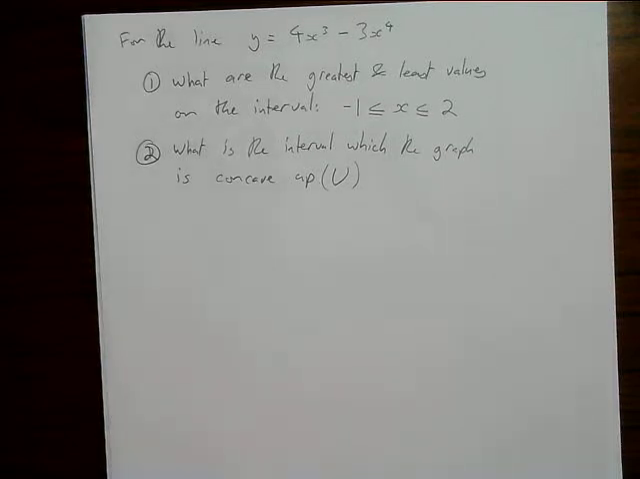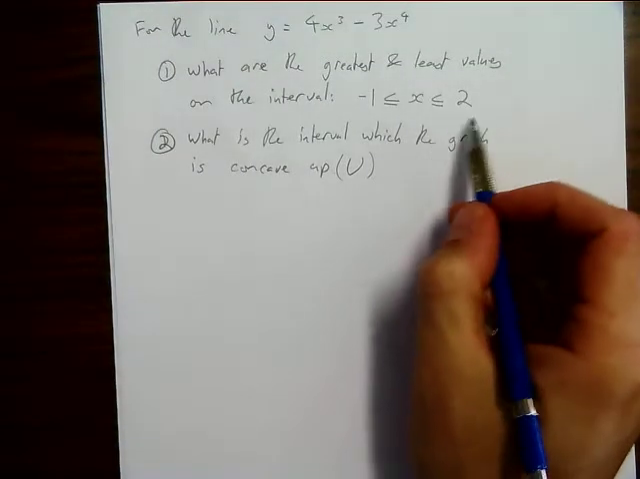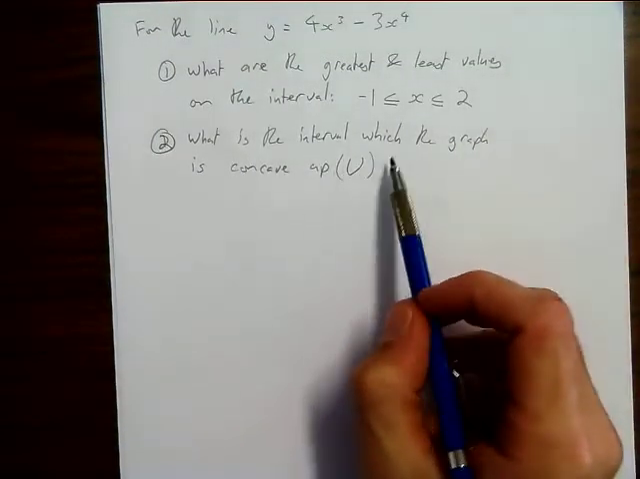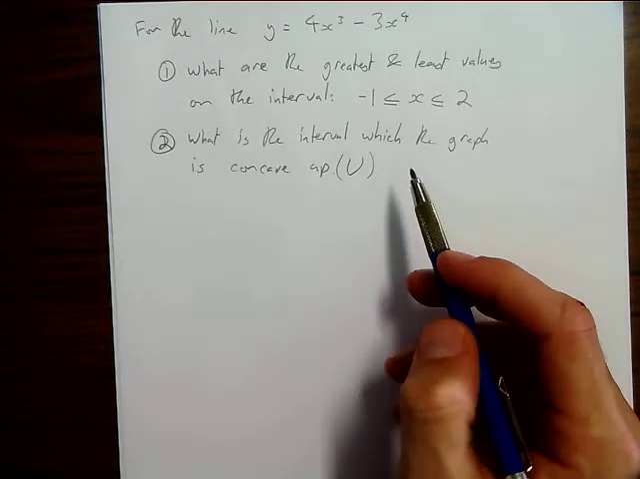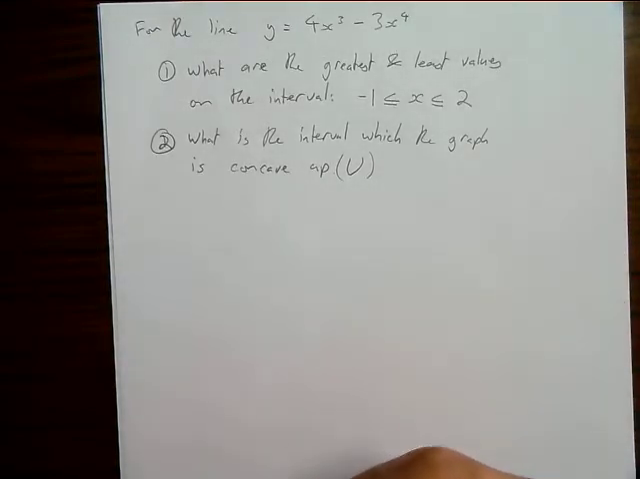Okay, so we're going to have a go at these two questions. For the line y equals 4x cubed take 3x to the 4, what are the greatest and least values on the interval from -1 to 2? And we're also going to talk about what the interval is where the graph is concave up. Okay, so we'll start with question 1.